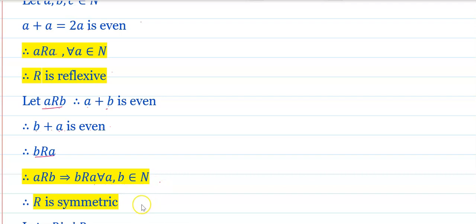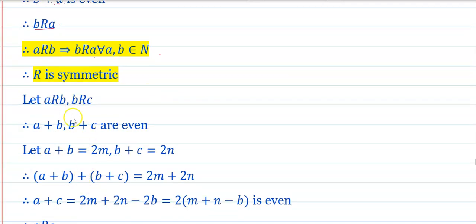BRA. BR is okay. And hence A R B implies B R A for every A, B belongs to the set of natural numbers. And hence R is symmetric.